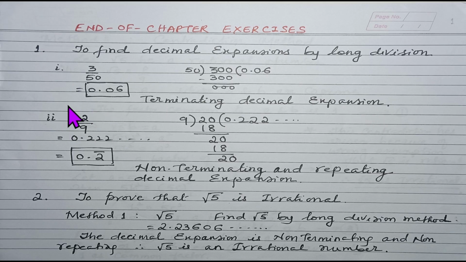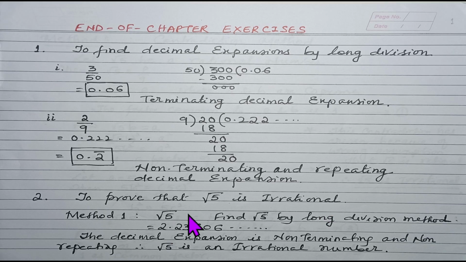Now the next example is 2 by 9. 2 divided by 9. 2 is smaller than 9, 2 is not divisible by 9, so I take 20 and I take a decimal point. Now when I continue dividing, I get 0.2 bar, that is 2 is repeating here, therefore it is a non-terminating and recurring decimal expansion. Now to prove that root 5 is irrational, there are two ways of proving it.